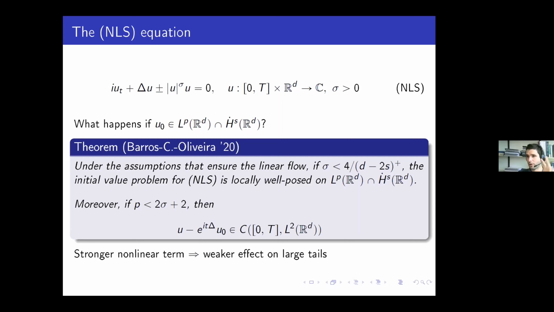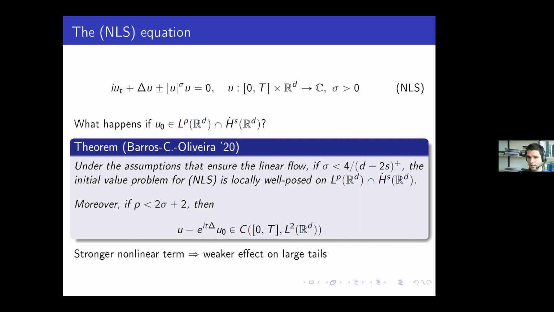Of course, the proof is a bit more involved because you don't have the L2, and a number of estimates for the Schrodinger equation depend on the fact that you are in L2, so you have to somehow get around that. And there's this extra property which tells you that if the power of the nonlinearity is large enough compared to the p, then the difference between the nonlinear evolution and the linear evolution, which is represented by this operator here, will be in L2. So if you compare the linear evolution and the nonlinear one, it will be something in L2, even if none of them is in L2. They're both in L^p only.